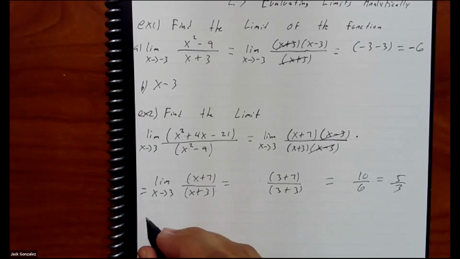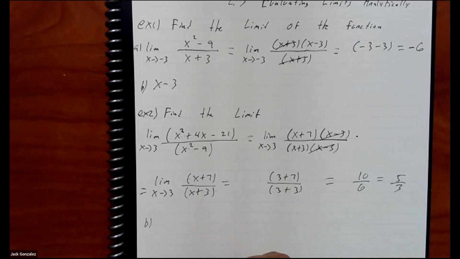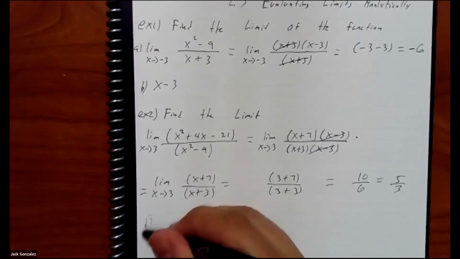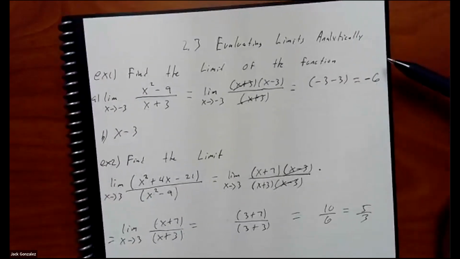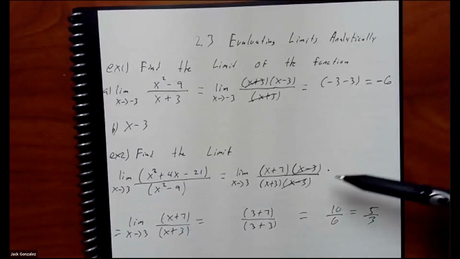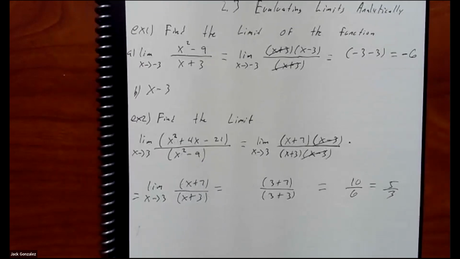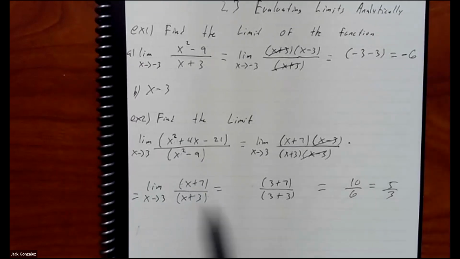So part B is the simple form. I don't know if they asked for it. Let's see. No, they didn't. But that's pretty much it. So when they say solve it algebraically or analytically, they want you to factor and cancel terms. Figure out a way so you can plug in the limit.